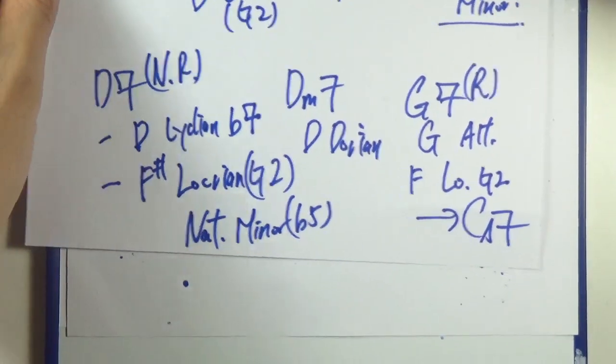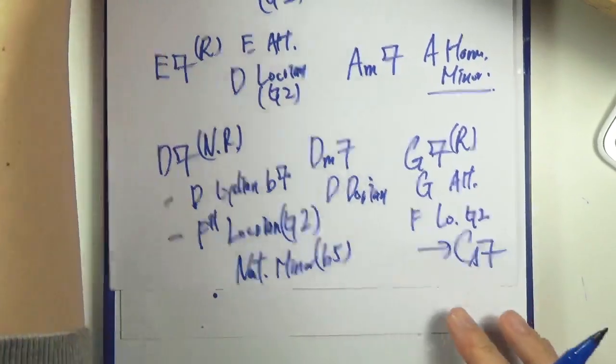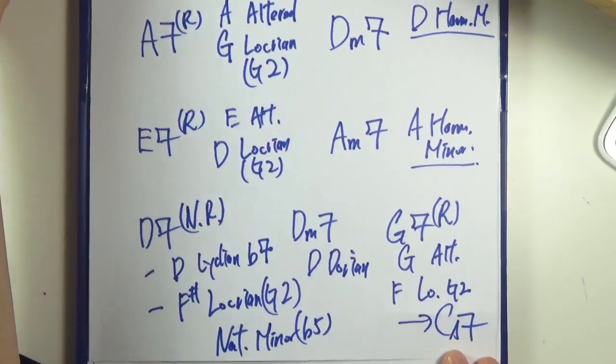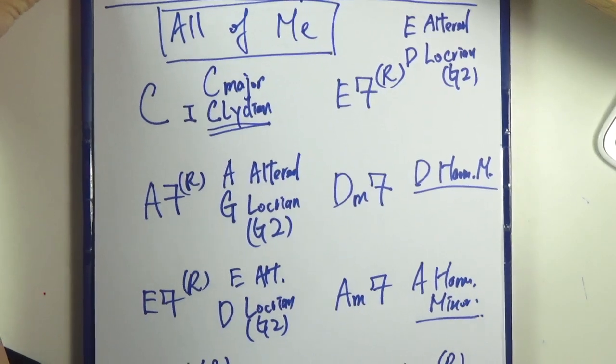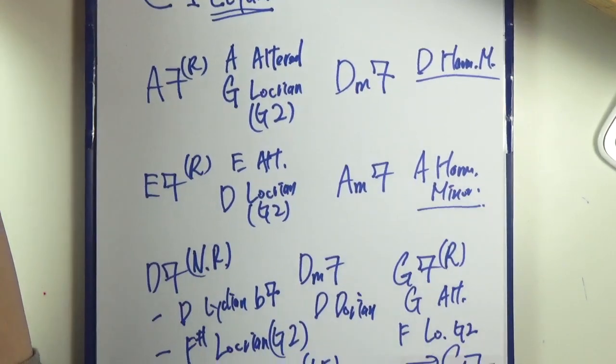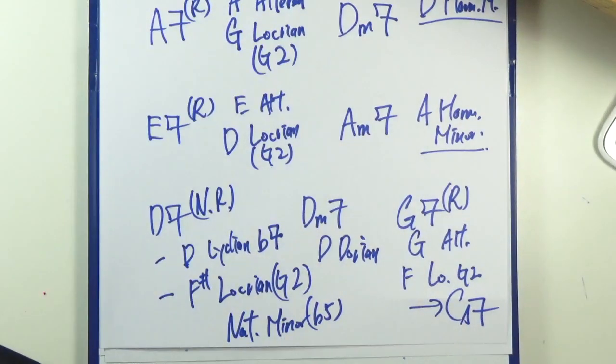Let me zoom out for you and see if we can get everything. All right, and that's All of Me. Some scale choices using melodic minor modes. All right, cool. Then one more video to go about melodic minor scale choices. See you there.